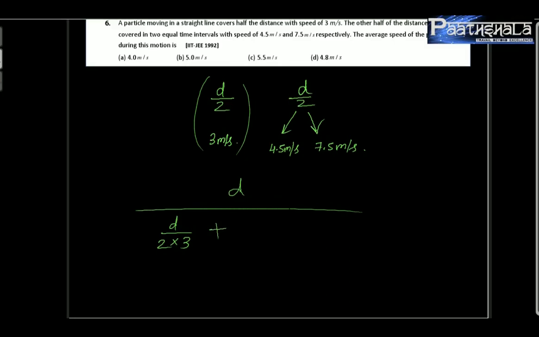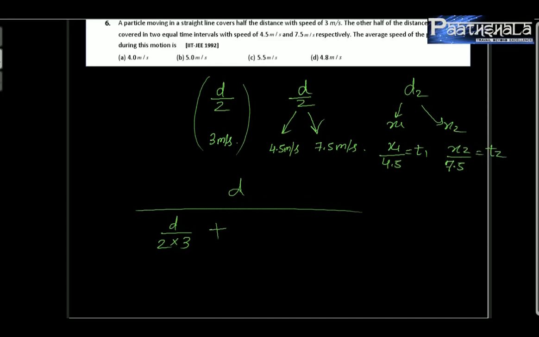Okay. You have to do something like this. So this distance d by 2 is again split into x1 and x2. So time taken for x1, let it be t1. So x1 upon 4.5 is going to be equal to t1, and x2 upon 7.5 is going to be equal to t2.